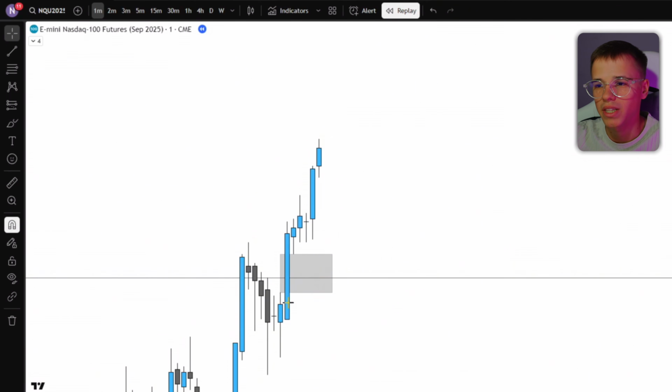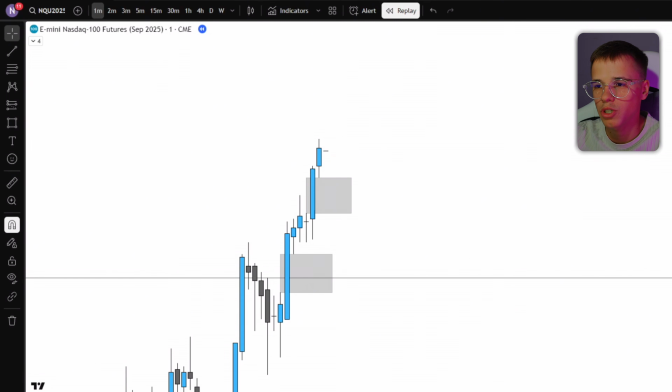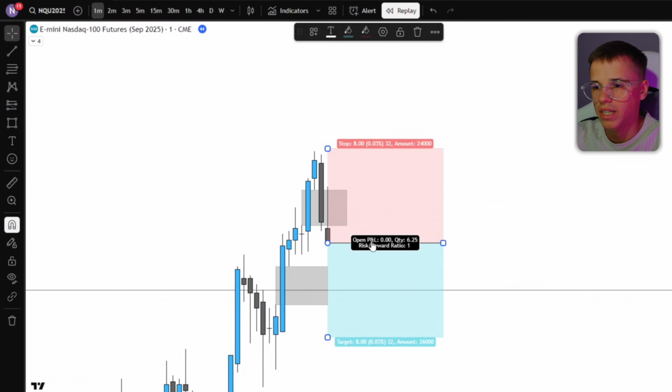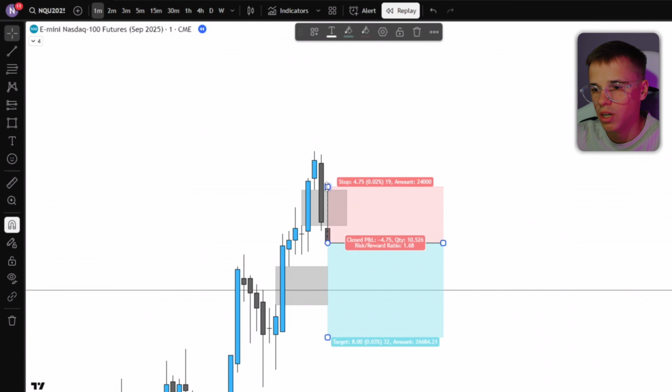As you can see, we created a new imbalance, so we just mark out the new imbalance right here, and we just wait for the disrespect, and there we get it, and there it is, we got the imbalance right here. We can put the stop loss either like this on the body, or we can put it on the wick of this candle like this.